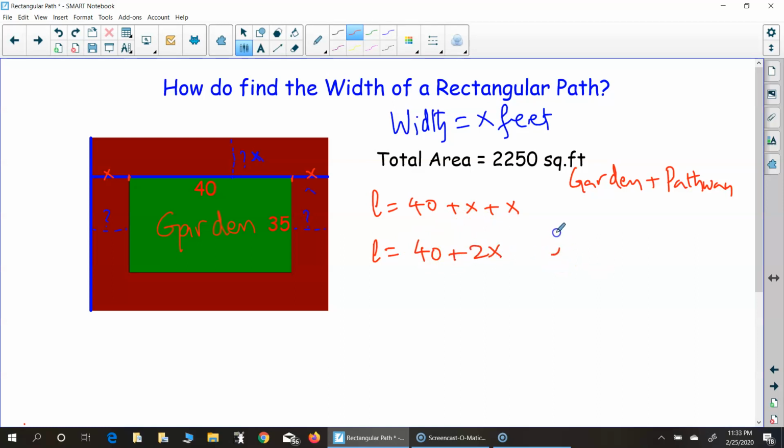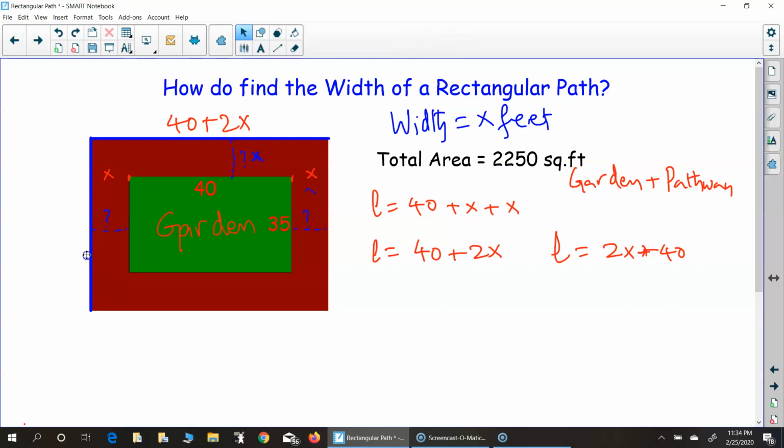In general we write x terms first. So the length of this outer rectangle is 2x plus 40 feet, right? That was my length, and you know that it is equal to 40 plus 2x or 2x plus 40, same thing, using the commutative property. And then for the width, do the same thing.